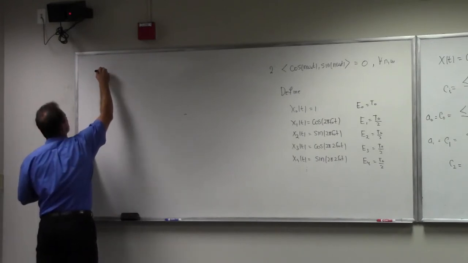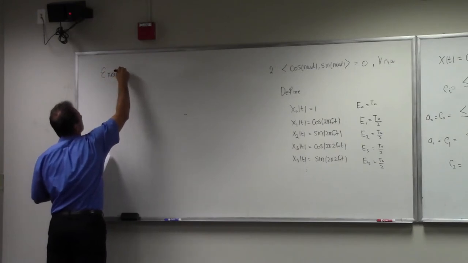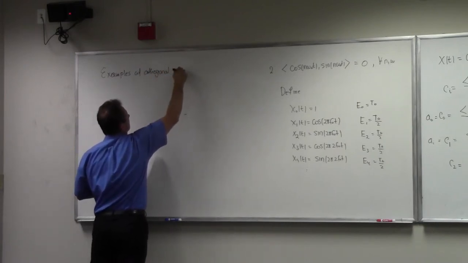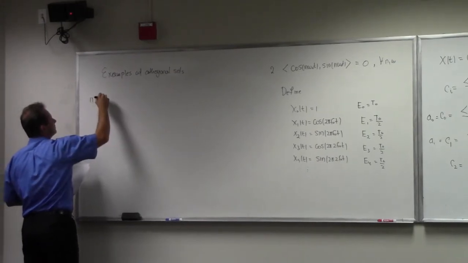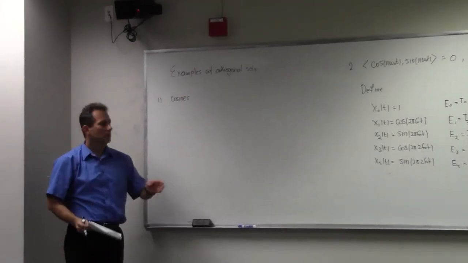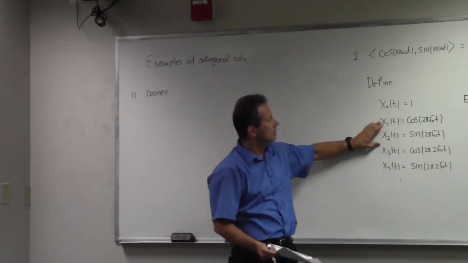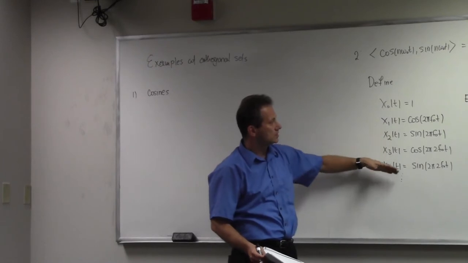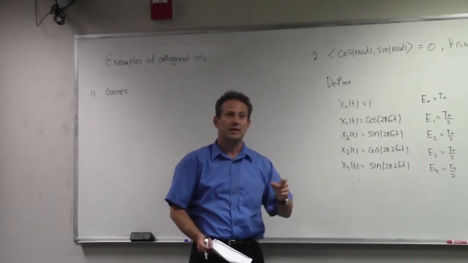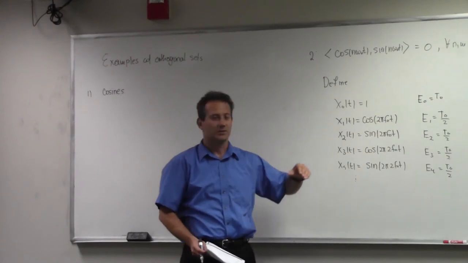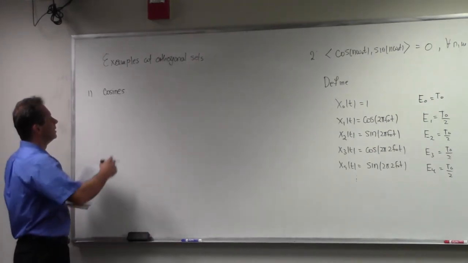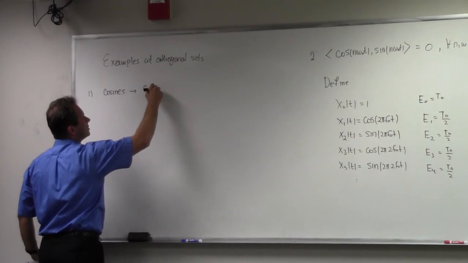So, examples of orthogonal sets. You can use just cosines. Don't use sines at all, because you don't really need them. You can just use cosines to decompose everything. You can use sines too, but then your signal has to have a zero DC, because sines don't have this one. It doesn't belong to them, right? But if you use cosines only, then you end up with something that's called cosine decomposition.